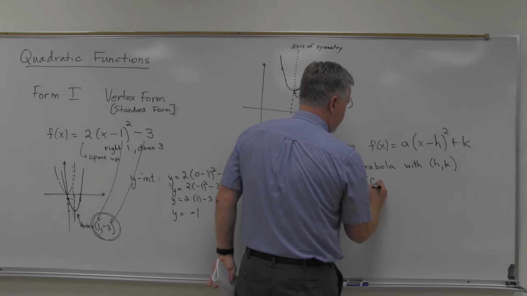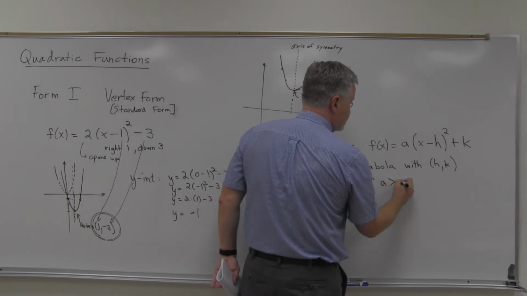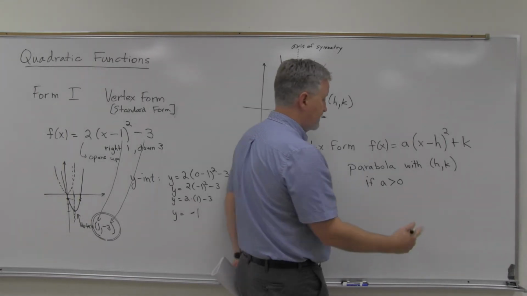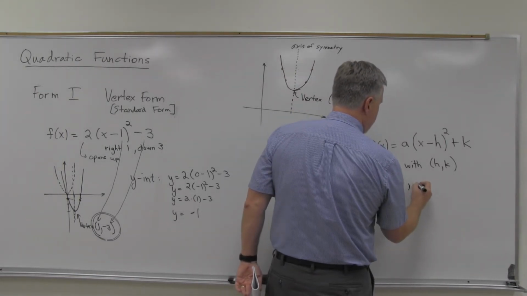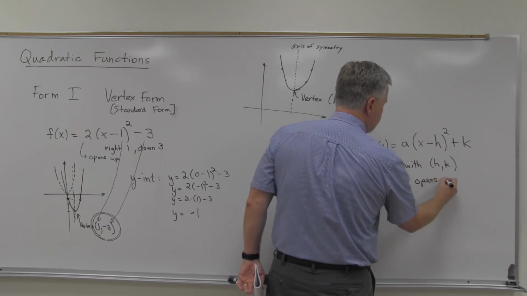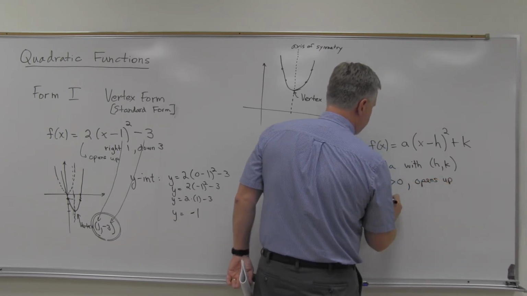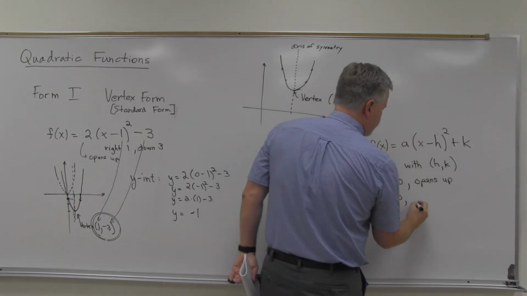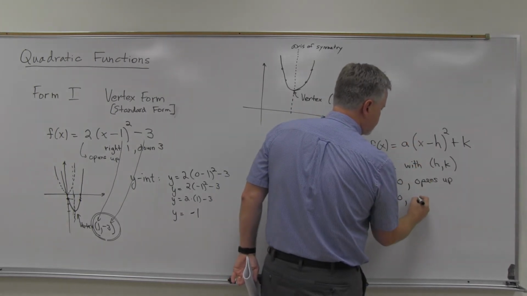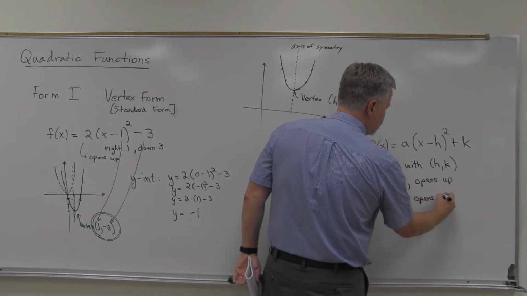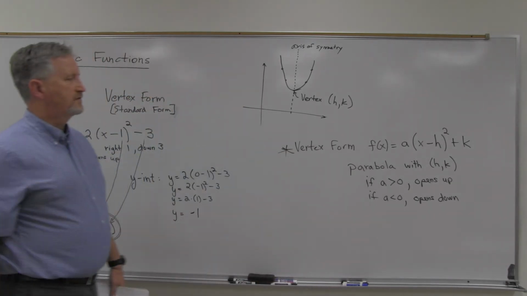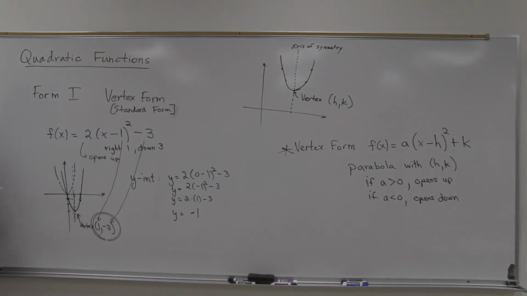If a is greater than 0, meaning positive, then the parabola opens up. If a is less than 0, because that would mean it's a negative x squared, then it opens down. So that's vertex form. It's a nice, neat little form.